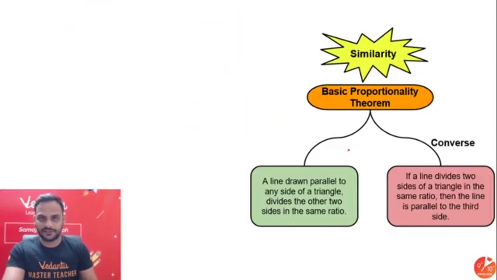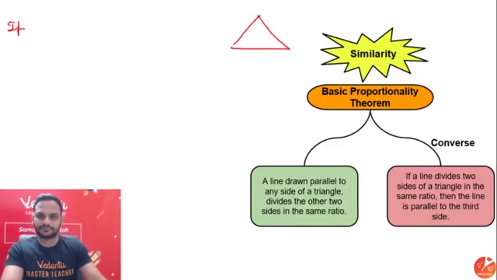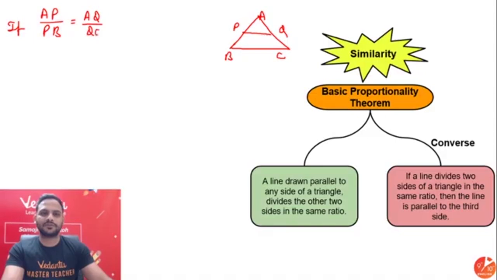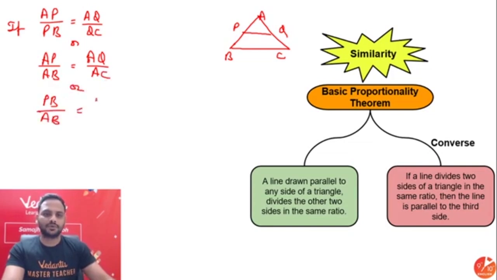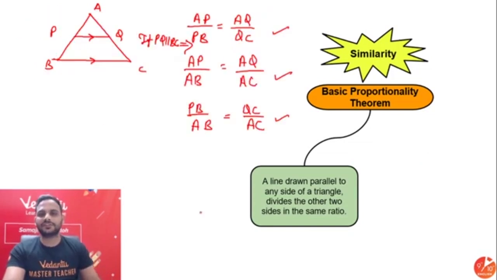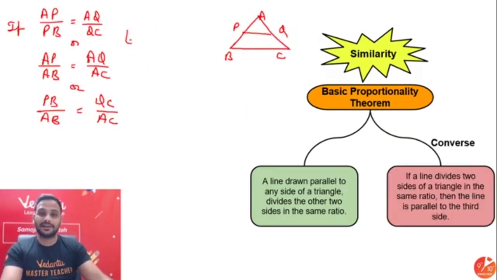In the converse, what do I say? Suppose, in the same diagram that I am drawing over here, ABC, and here let's say PQ. If I say, suppose AP upon PB is equal to AQ upon QC, or if AP upon AB is equal to AQ upon AC, upper part with whole, or if PB upon AB is equal to QC upon AC, any one of these ratios is equal, then I can say PQ will be parallel to BC.